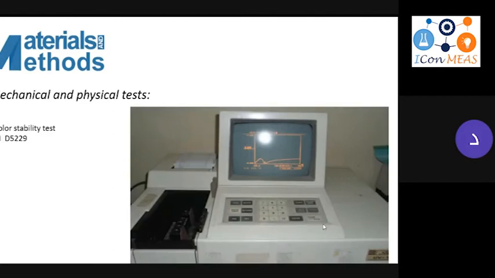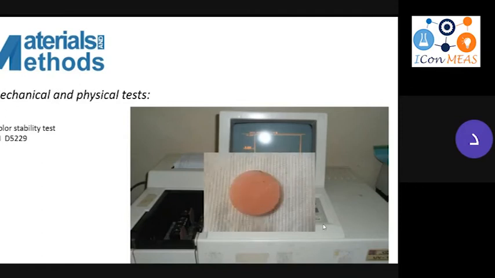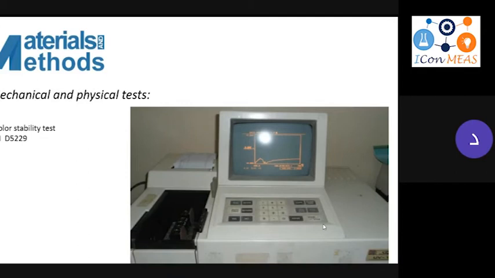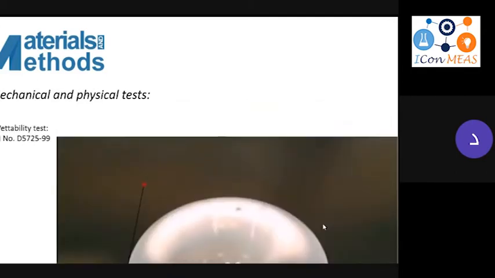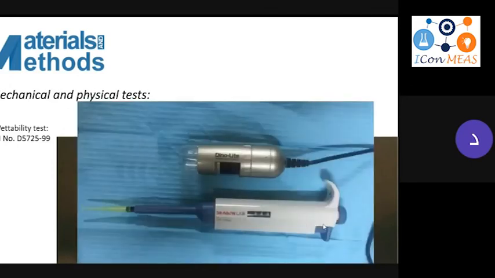Third test is color stability test. By using a spectrophotometer device, a color stability test was done in accordance with American Standardization number D5229. While wettability tests have been conducted according to American Standardization for Testing and Materials number 5725 by calculating the advancing contact angles of a droplet of water falling above the surface of the samples by means of a microscope.